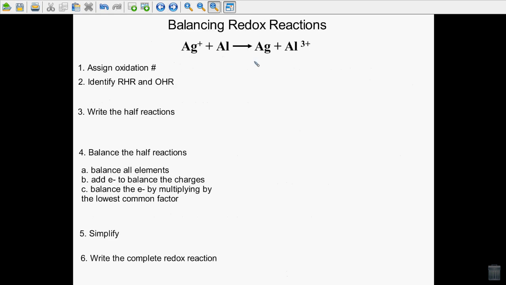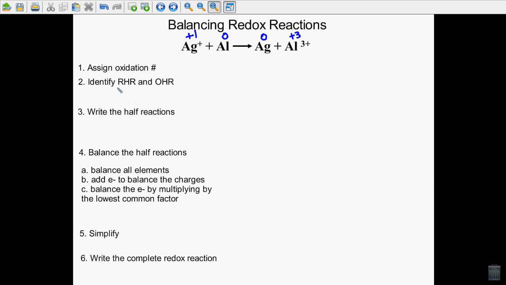Alright, so let's balance these redox reactions. First, you're going to assign the oxidation numbers. So Ag+ has a +1 charge. It has a charge here, it tells you exactly what it is. Aluminum is in its elemental state, so it's 0. Silver is in its elemental state, so 0. And aluminum now has a +3 charge, so it's +3.